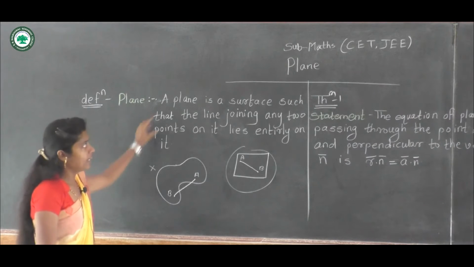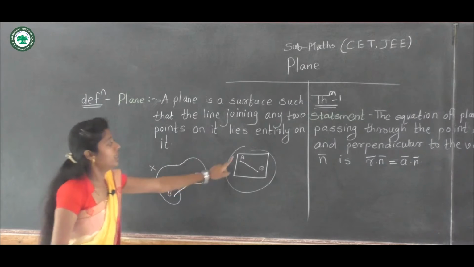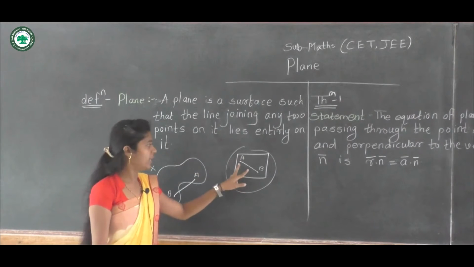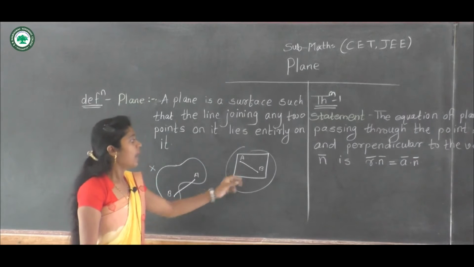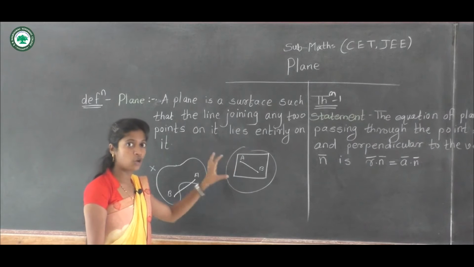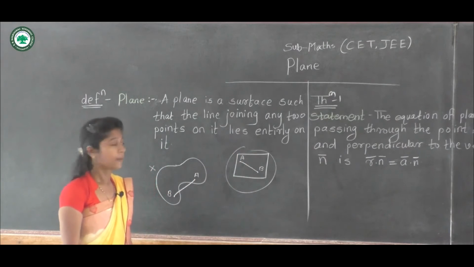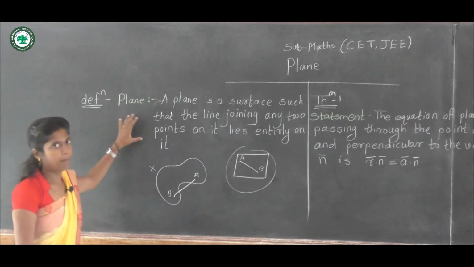Means a plane is a surface such that, taking any two points on this surface, the line segment joining them lies entirely on the surface. This is the definition of a plane.